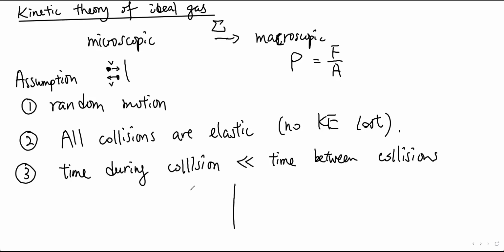So let's draw a diagram. We're talking about the time between collisions with the same wall. Time during collision is the time when it is touching the wall. But in practice, you can ignore the time during collision all the time because it is so small.